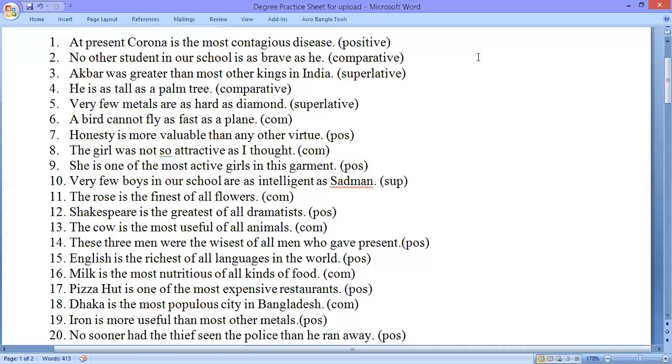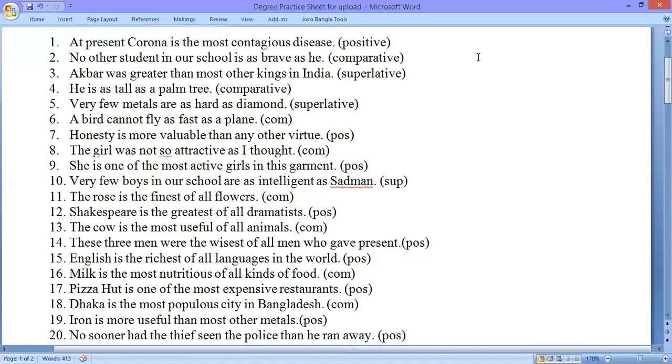This is question number 6. The question is, a bird cannot fly as fast as a plane. If we closely look at the sentence, we can understand that it has come from the third rule of degree. So the sentence is given in negative form. If you want to make this comparative, we shall have to make this in affirmative form. We need to bring the subject in the beginning and object at the last. So the solution is, a plane can fly faster than a bird.